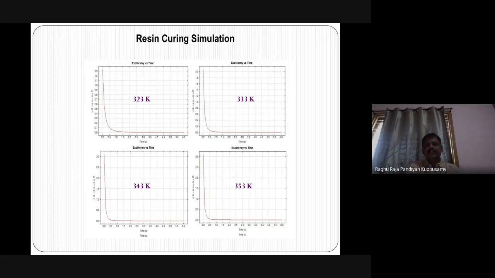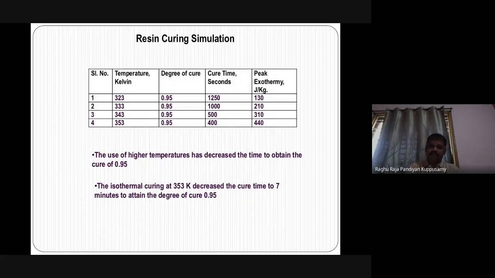This is the exotherm, showing how the heat is getting evolved. Obviously the heat evolved will be much higher when the temperature is higher. The rate at which the heat evolves instantaneously at the earlier stages will be higher when the temperature is higher. To obtain 0.95 degree of cure, which is my aim, with respect to different temperatures, what will be the cure time and the maximum peak exotherm I will obtain? You can see that at 350 degrees, I can obtain 95% cure within 400 seconds itself.